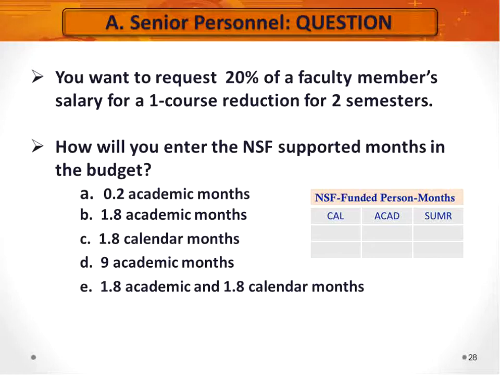So here's the question, folks. How will you enter the NSF supported months in the budget? Now notice the question. You want to request 20% of a faculty for 1 course reduction for 2 semesters. This is a hard question. 20% of a faculty member's salary for 1 course reduction for 2 semesters. You have 5 choices. You can see them there, A, B, C, D, or E. So please take a moment, get out your pencils, and figure out which one you're doing.